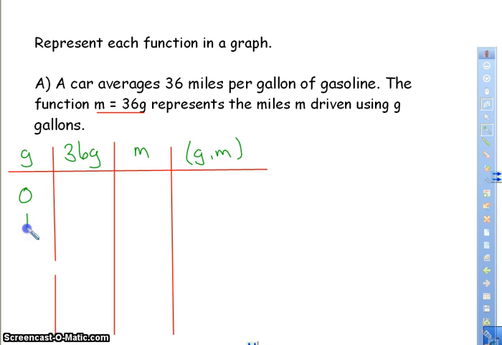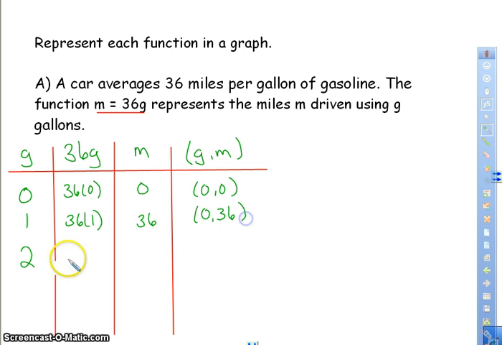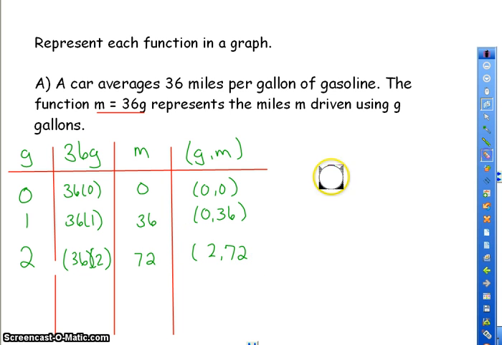So I'm just going to do 0, 1, and 2. So 36 times 0 is 0. My ordered pair is 0, 0. It's an easy one. 36 times 1 is 36. So 1, 36. Okay, and then 2, 36 times 2 would be 72. So I have 2, 72, and actually I see that I put a 0 here. It should be a 1. Okay, and then I'm going to graph.